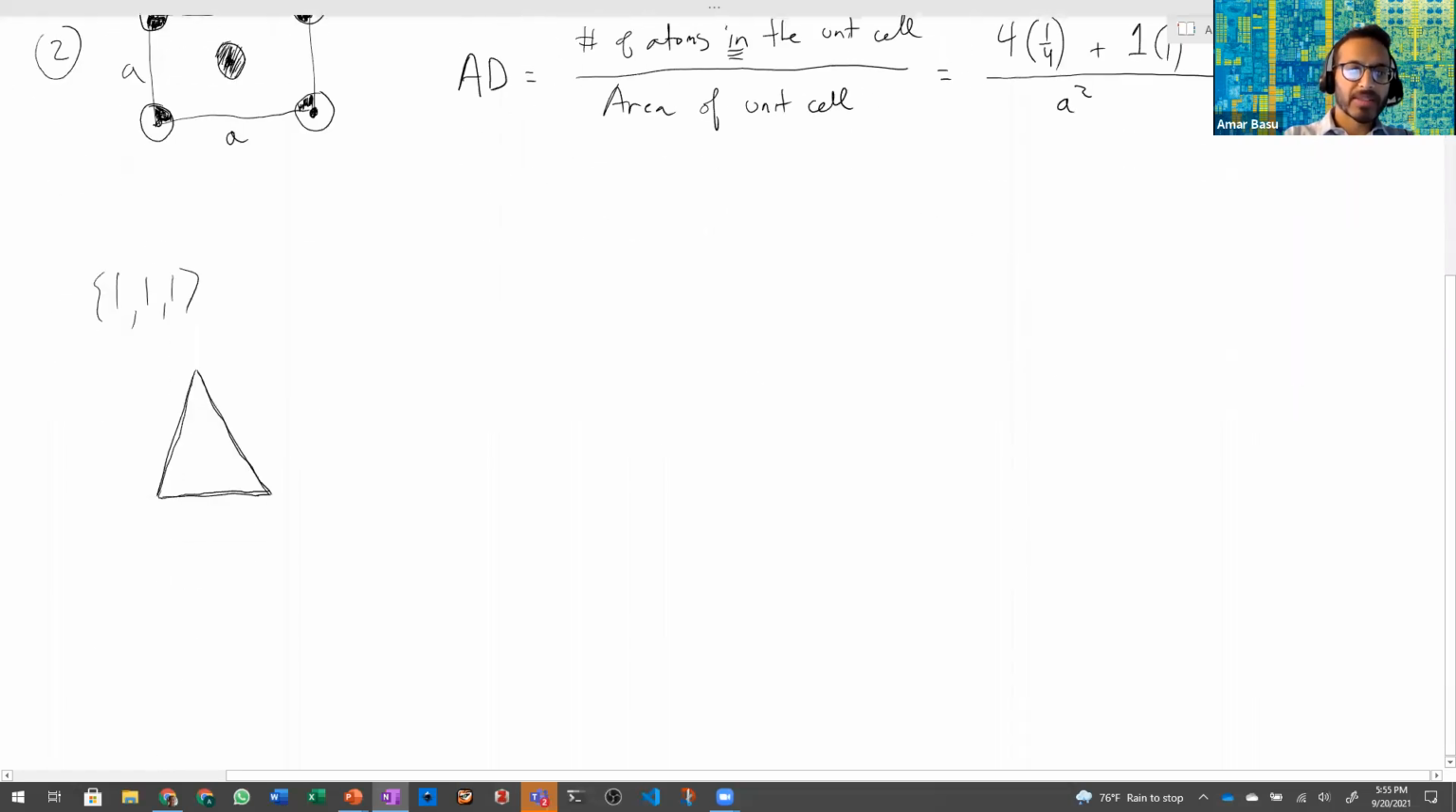So you're going to be asked to find the area density of some of these things on the 1, 1, 1 planes. So think about that. Think about which atoms reside on the outside or inside. But this requires more thinking, okay?